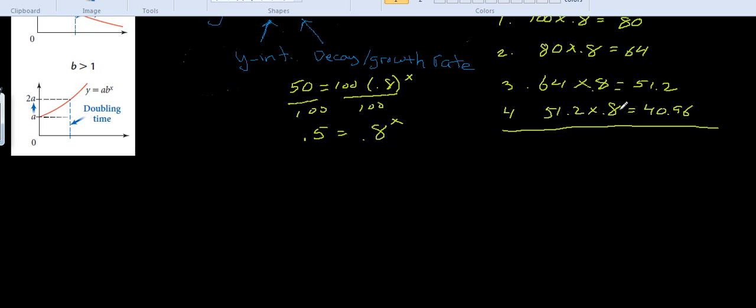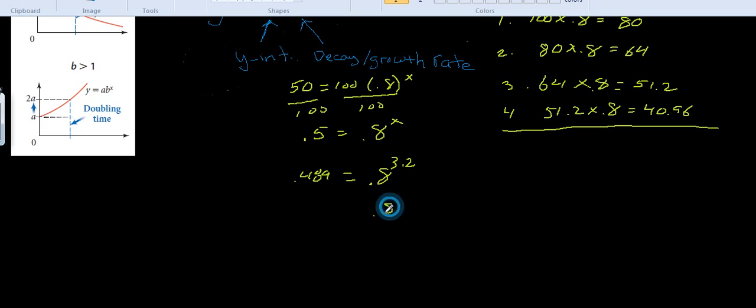So we know from over here that it is close to 3. So let's try 3.2. So 0.8 to the power of 3.2 on the calculator would give us approximately, let's see, 0.489. Not quite half, or 0.5. So let's go a little bit smaller.